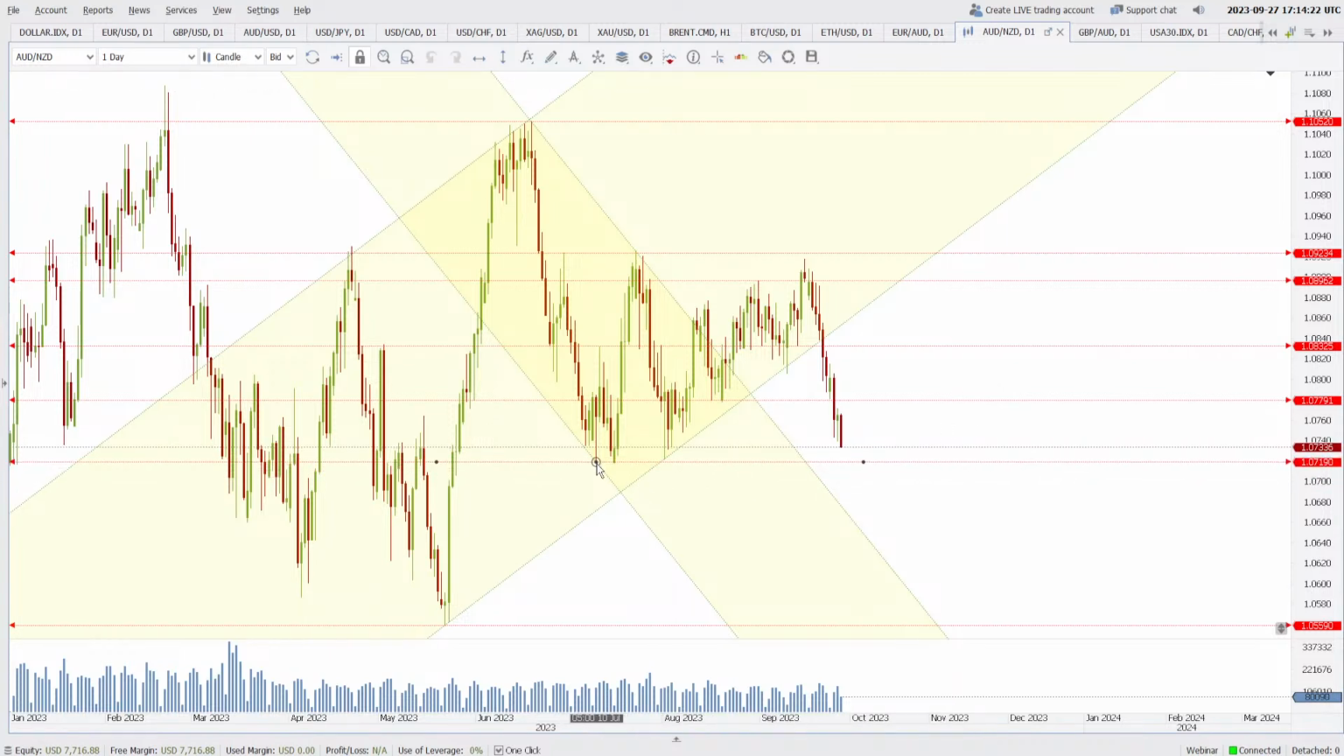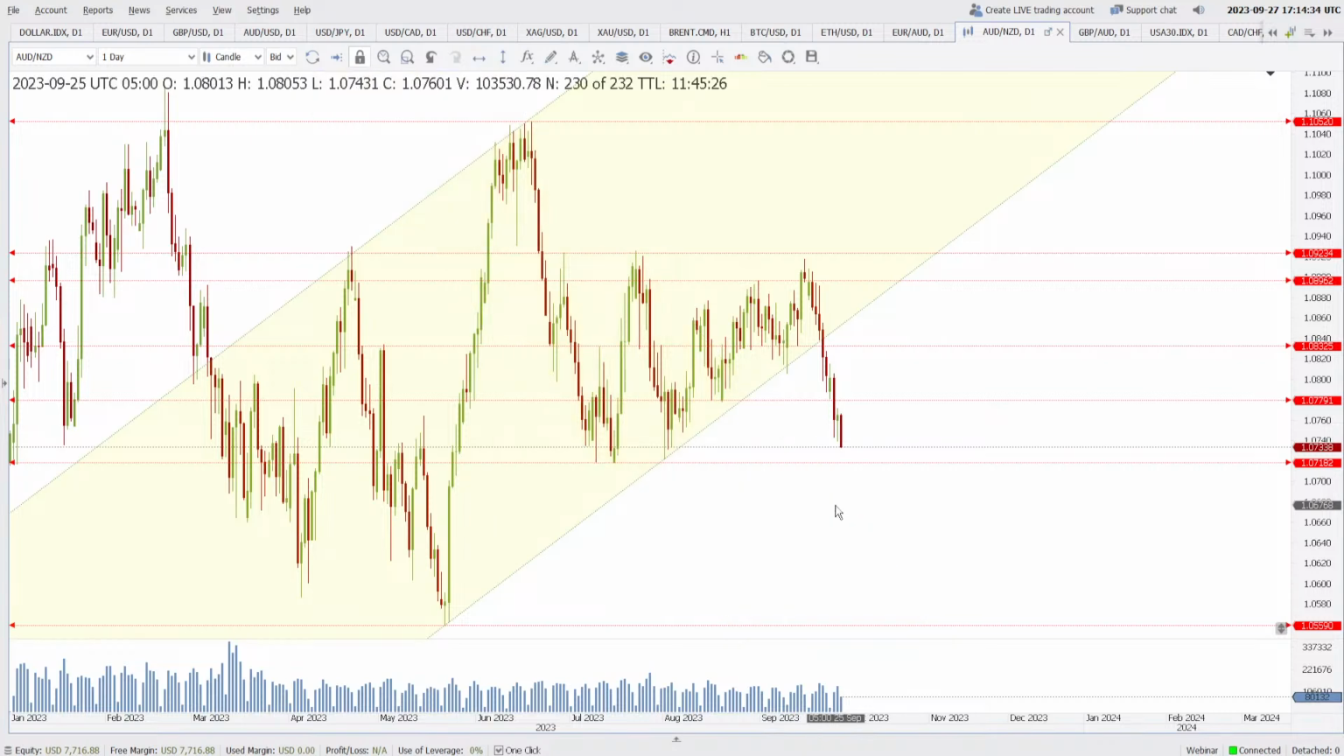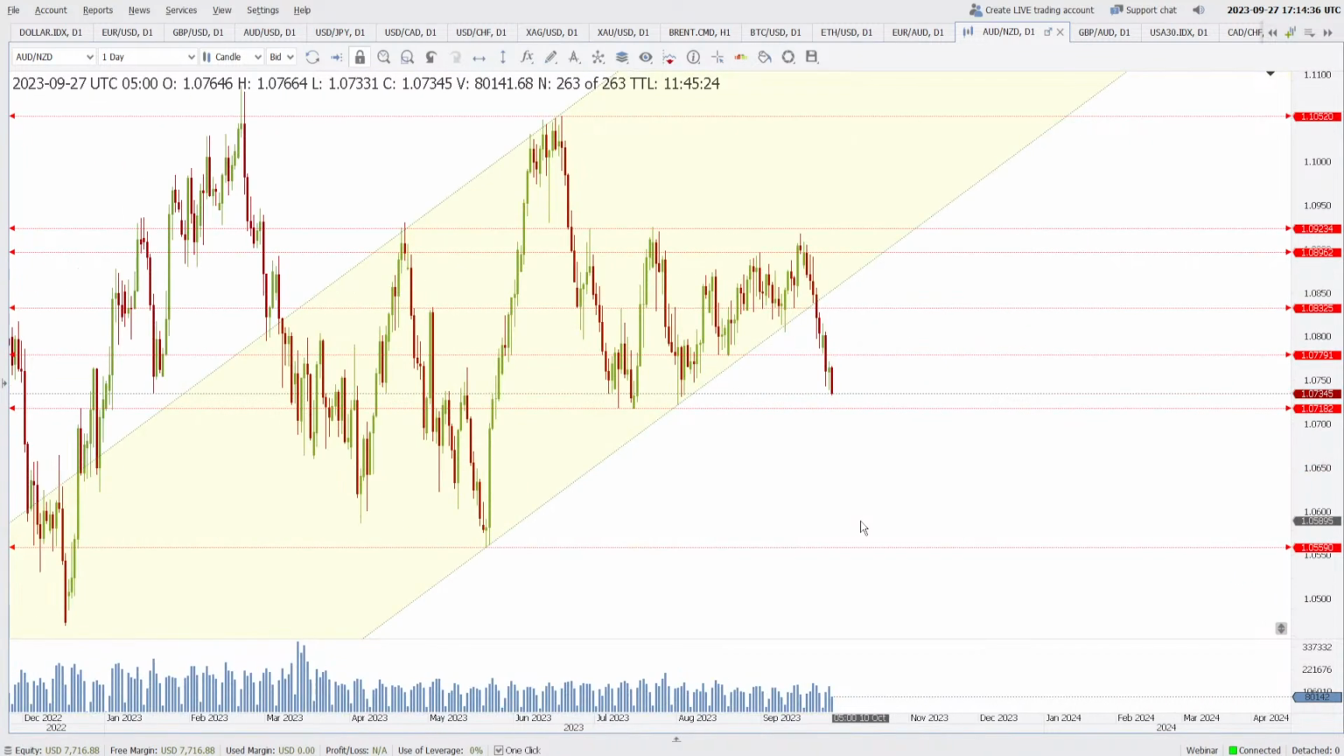So this area here below 1.0718, I will not keep any buy orders here. I will be looking for selling this market in the longer run. Okay, so this is a selling market. Below 1.0718, it is a selling market, and then the target will be 1.0559. On the upside, resistance is 1.0779 and the support is 1.0718.